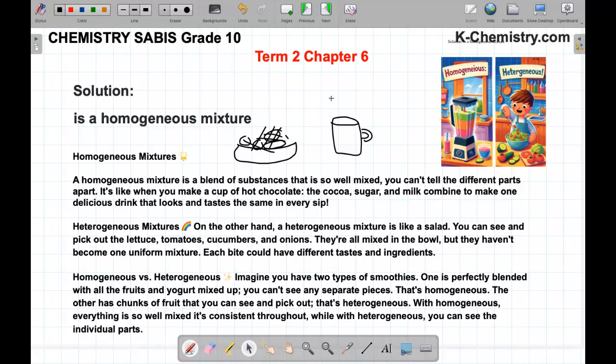So if you want to compare the homogeneous to the heterogeneous, it's like you have two different types of smoothies. One is perfectly blended, with all fruits and yogurt mixed up. You cannot separate it into pieces. That's homogeneous. While the one that has chunks of fruit that you can see and pick out, this is the heterogeneous. Homogeneous, everything is so well mixed that it's consistent throughout. So whatever part you drink, you get the same taste and the same contents. But heterogeneous, you can see the individual parts.